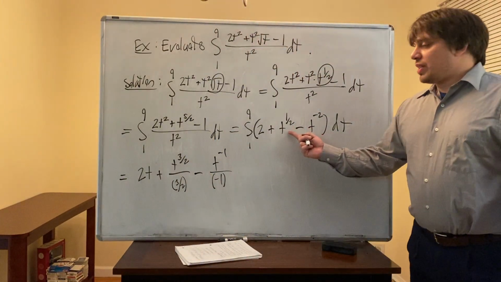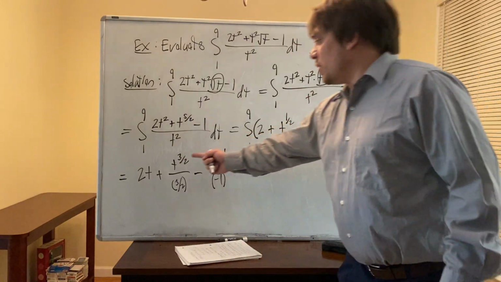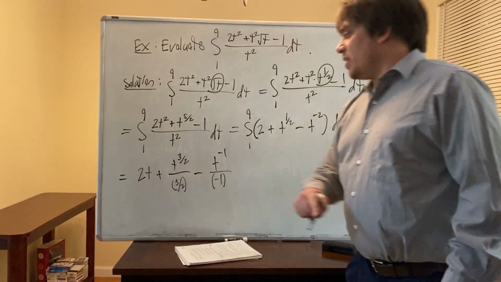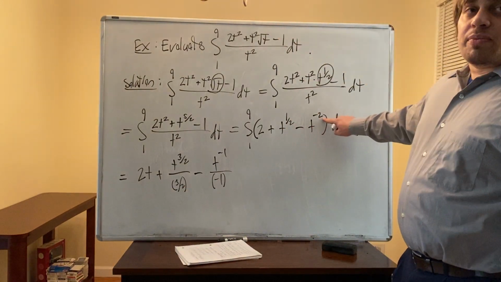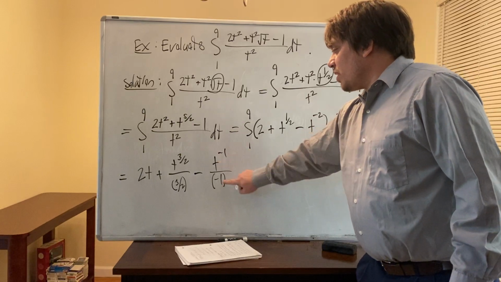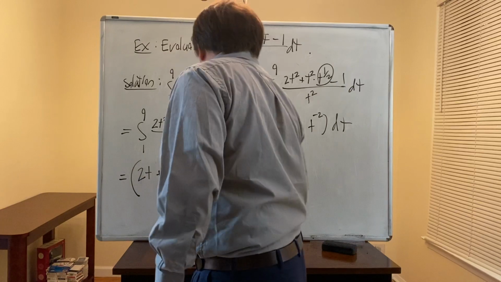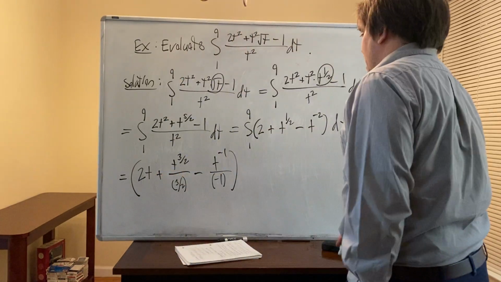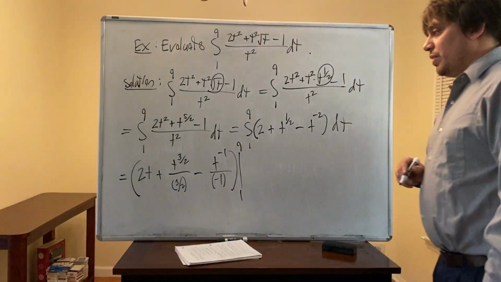So again, if you integrate t to the 1/2, you get t to the 3/2, because you add 1 to this exponent. And then take the new exponent and divide t to the 3/2 by the new exponent. Minus, add 1 to the exponent here, and you get t to the -1. Now take the new exponent, divide t to the -1 by the new exponent, -1. And so now you have an antiderivative, and evaluate it from the lower limit of the definite integral to the upper limit of the definite integral.